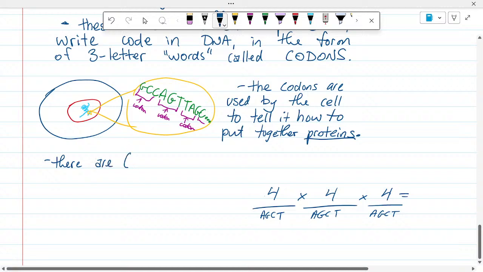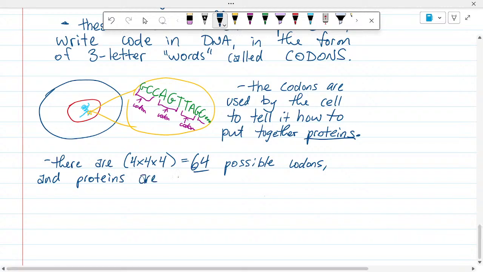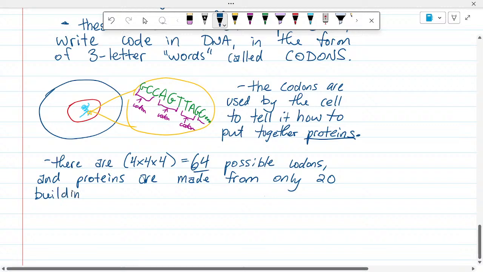There are 4 times 4 times 4, equals... 4 times 4 is 16, times 4 is 64. There are 64 possible codon combinations. And proteins are actually made from only 20 different building blocks. This code is more than enough for that. Does that make sense?